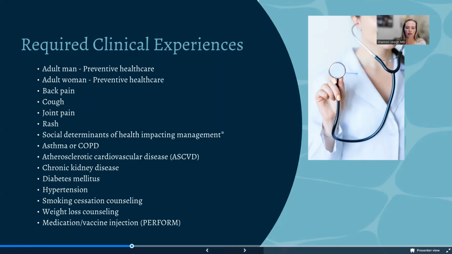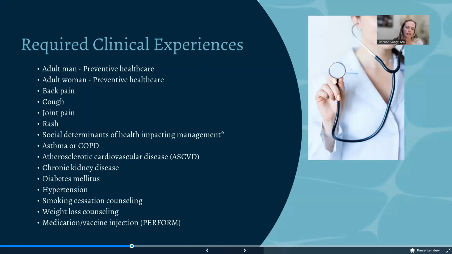Social determinants of health impacting management. This is a new one this year. The reason we've added this is because we want our students to start becoming aware of how social determinants of health impact management of care. This is going to be very easy, especially throughout different AHEC locations. We know that patients struggle with access to care, access to medications, or a healthy diet.